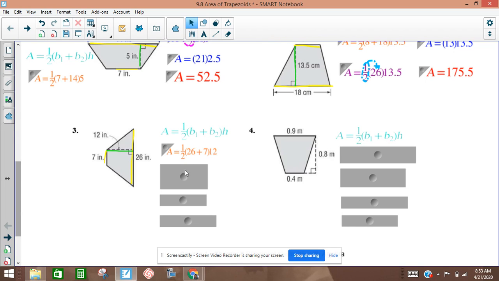Once we add the 26 plus 7, area is equal to 1/2 times 33 times 12. And once again, out of these two, 33 and 12, which one will be good to cut in half? I will say the 12. So half of 12 will be 6. So now we have area is equal to 33 times 6. And when I multiply 33 times 6, I should get 198.